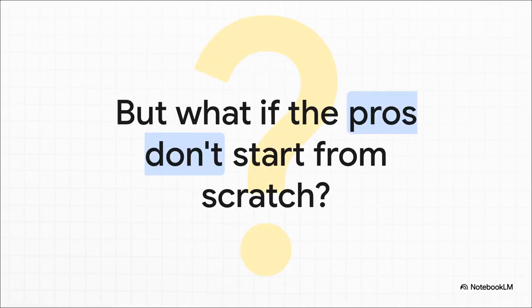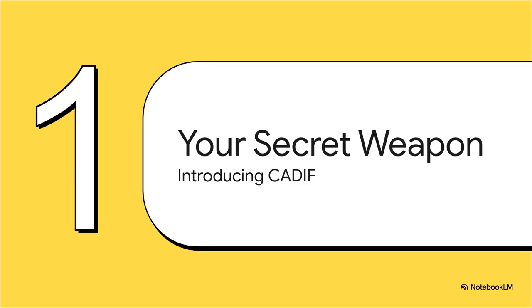But here's the thing, a little secret from the industry: the pros, the people building the apps you use every single day, they almost never start from a blank page. They have a much smarter strategy, and that's exactly what you're about to learn. Okay, let's dive in. This strategy is called the Cloning Adaptive Driven Innovation Framework. Yeah, it's a mouthful, so we just call it CADIF. And for your PWA project, this is going to be your secret weapon.